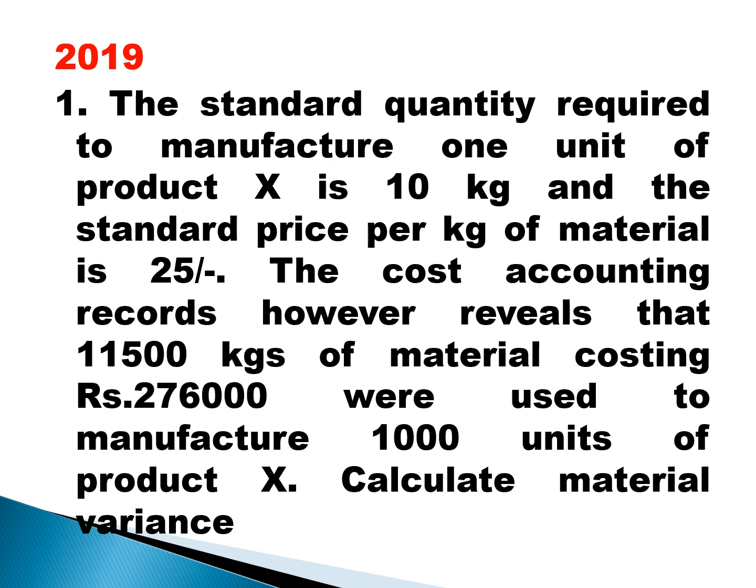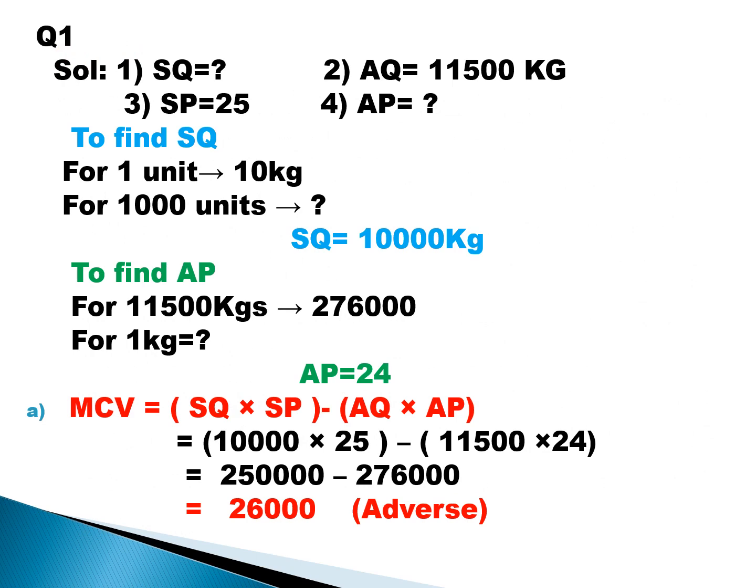So in the question, SQ is given for 1 unit; find it out for 1,000 units. AQ is 11,500 kgs, SP is 25 rupees, and AP is missing in the question, so you need to find it. So students, SQ is missing in the question, AQ is 11,500 kg, SP is 25 rupees, AP is missing. So first, find the standard quantity.